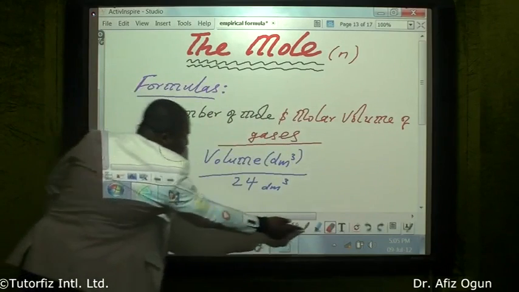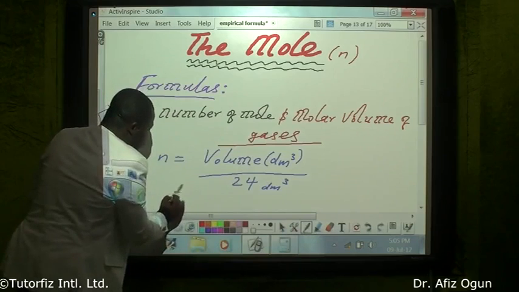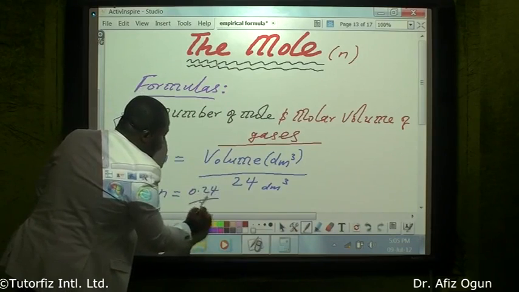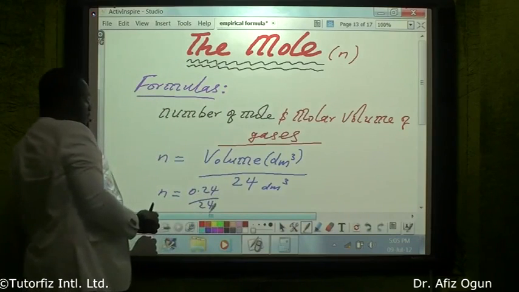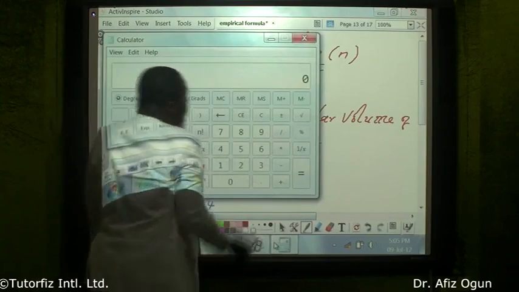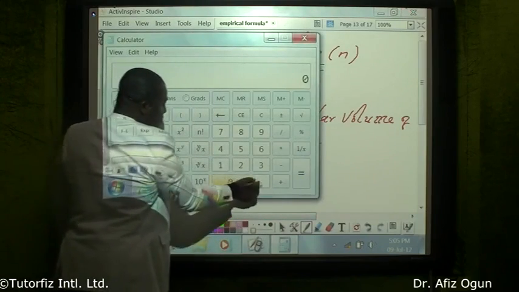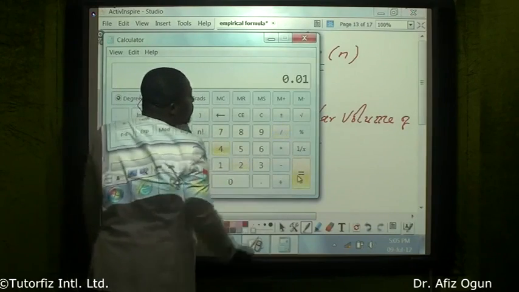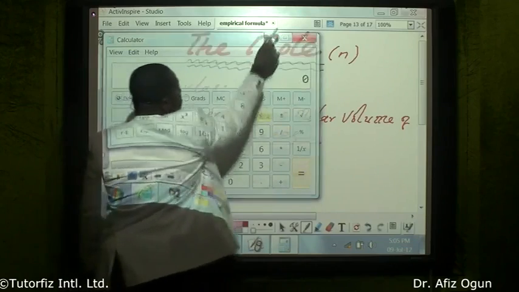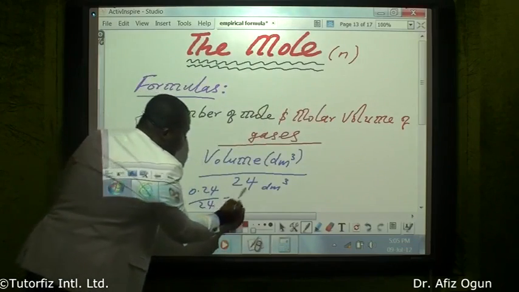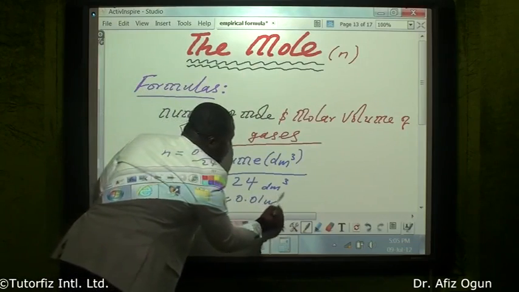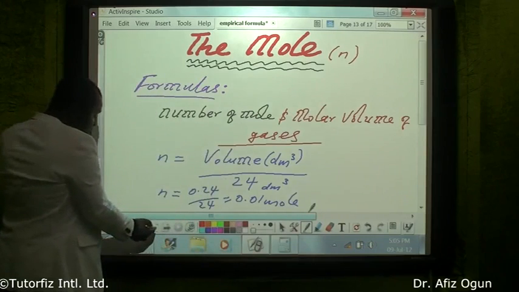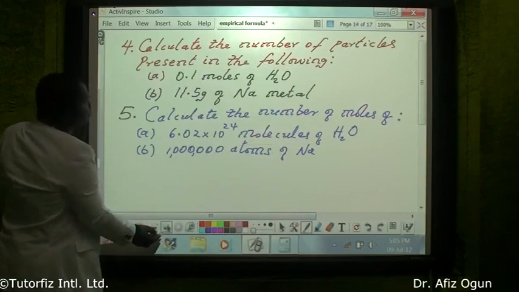That means I have number of moles equals 0.24 divided by 24. This is what? 0.01. 0.24 divided by 24 equals 0.01 mole. You can see how simple it is. Any gas at all.